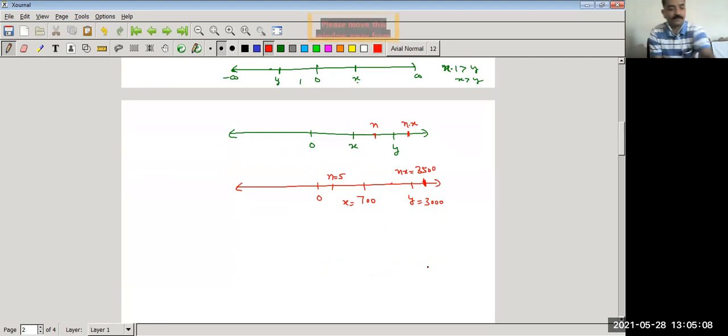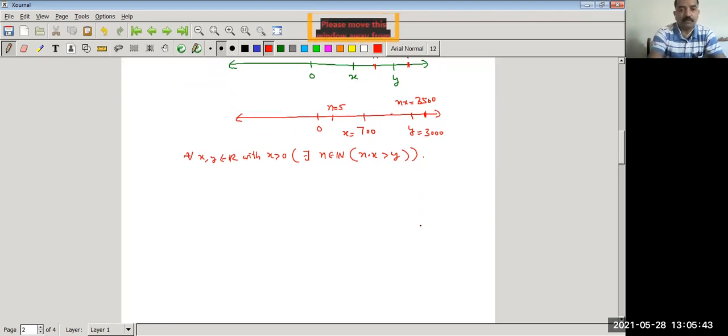So we can write this property in terms of quantifiers as: for all x, y belongs to R with x greater than 0, there exists n belongs to natural numbers such that n into x is greater than y. So this is Archimedean property number 2. So let us prove property number 2.